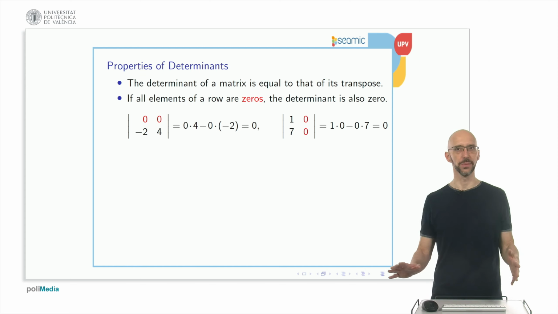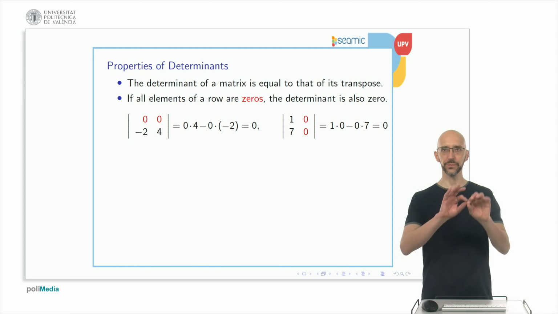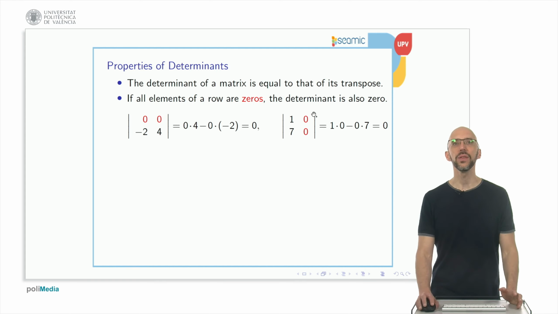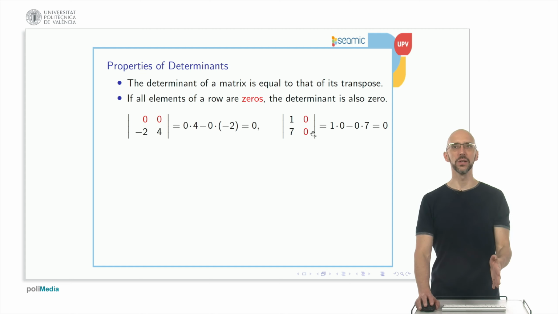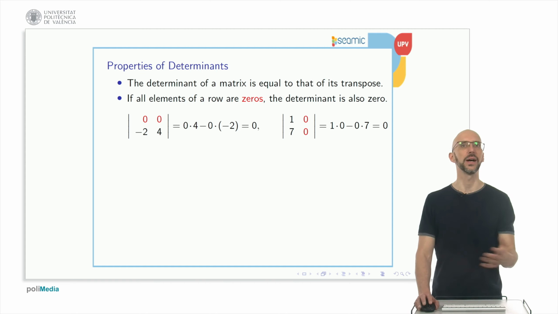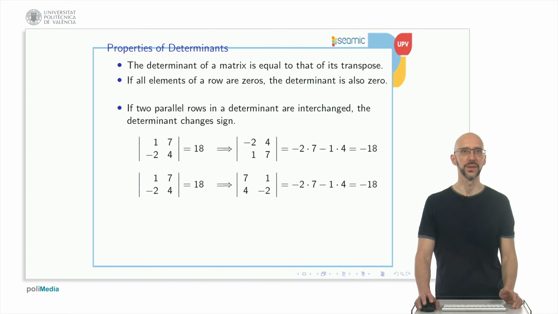It doesn't matter the shape. It doesn't matter the size. One row full of zeros, the determinant is 0. The same happens with the columns. If you see a column all zeros, the determinant is 0. You don't need to even calculate anything. Just tell me it's 0 and we are done, okay, with the exercise.